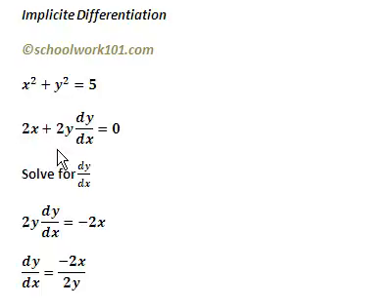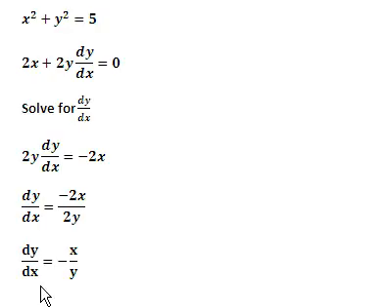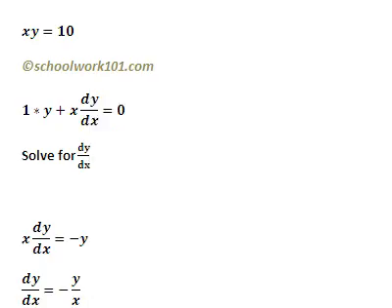So I'm going to take the 2x over, which gives me negative 2x, and then multiply both sides by 1 over 2y. Or you can think of taking the 2y and bringing it diagonally down in this direction. And then we want to simplify this down. So we cancel the 2's out, and we're left with negative x over y is equal to dy over dx.